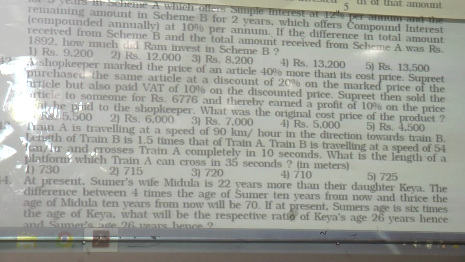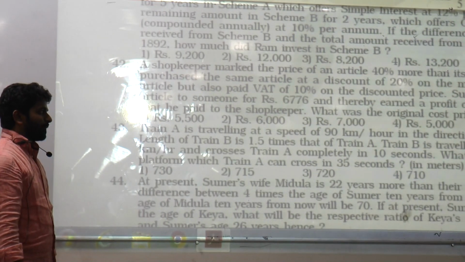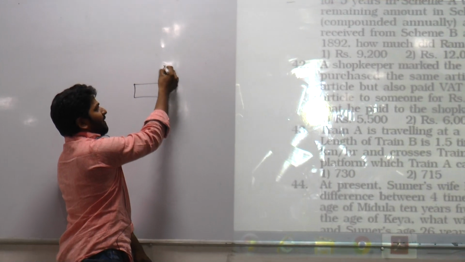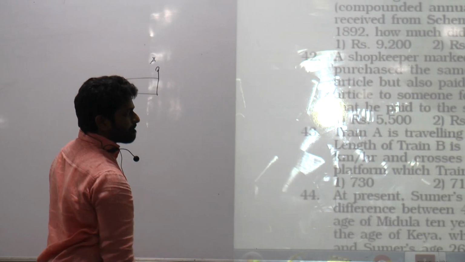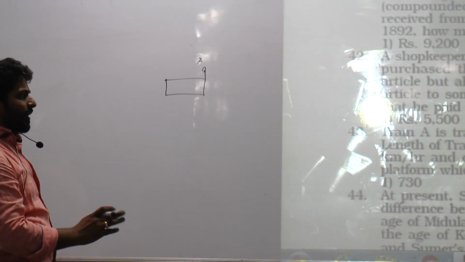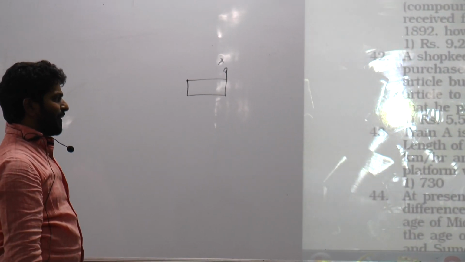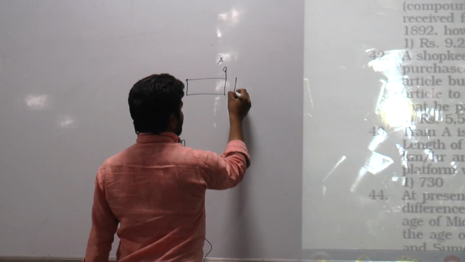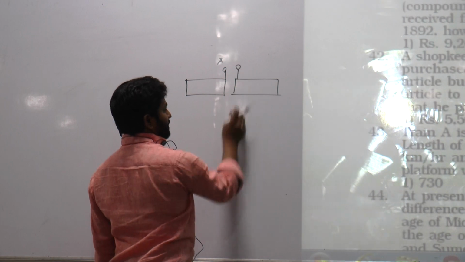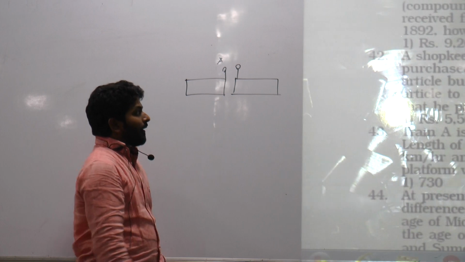Okay. So first of all you need to know the length of train A. Yes or no? Right. So here we have a train. Train A is moving towards train B, in the direction towards train B. The length of train B is 1.5 times. Cross. This is overtake. Okay. Both are moving opposite to each other. This is train B.